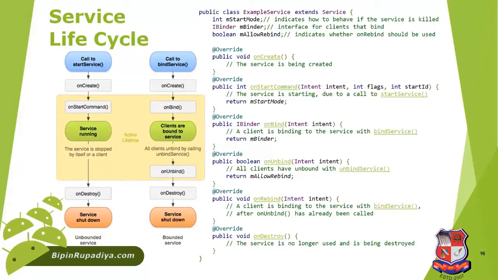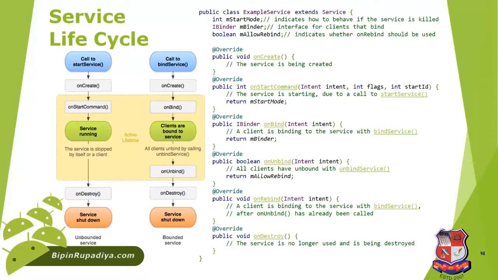So that has 3 parameters. One is the intent, with the help of which the service is started. Then the flags are there, that tell how you can restart it. And if this service is called repeatedly many times, in the special case of the unbound service, you can recall it, right? So at that time the startId is there, so you can uniquely identify which service needs to be restarted, right? And this command is called when you utilize the startService method to start the service.